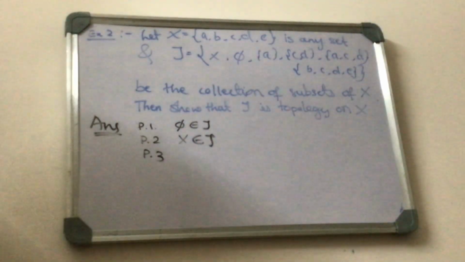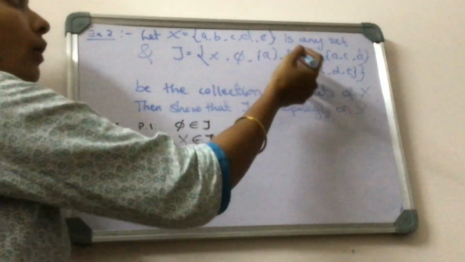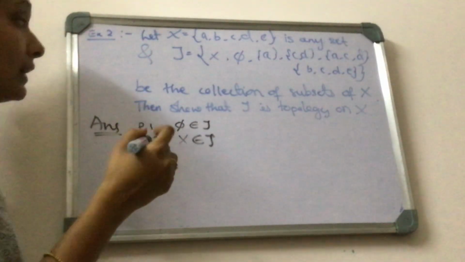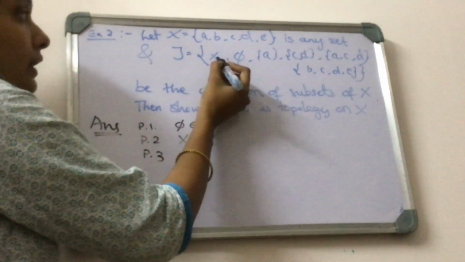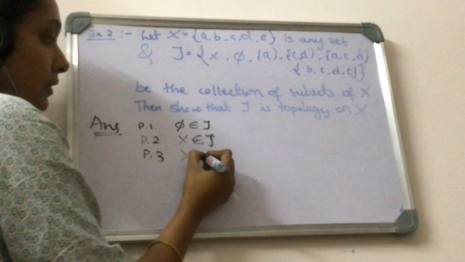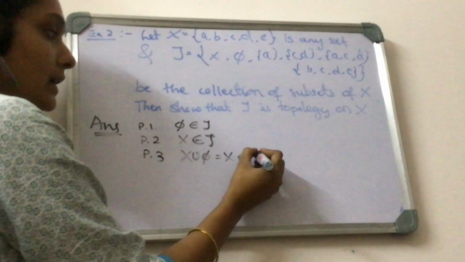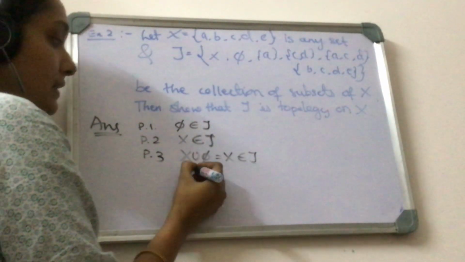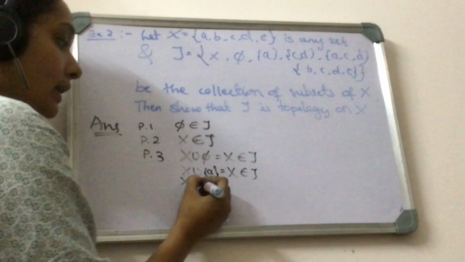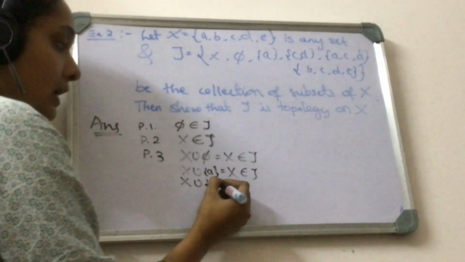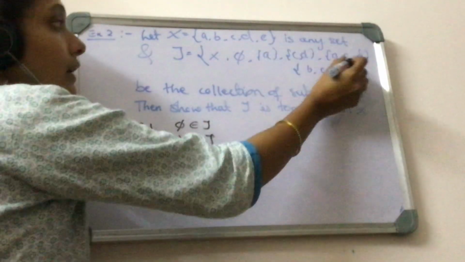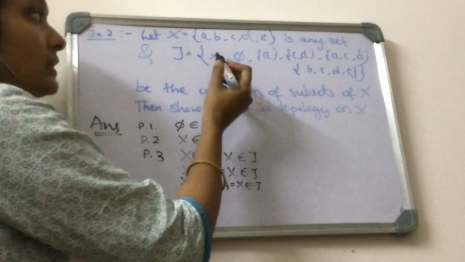P3. When we come to P3, we need to check the union of all the members of tau. So we have to keep taking unions of everything. For that I will do it orally. So here X union phi is what? X only. X is there in tau, right? Like that, X union A is X only. So X with any subset in the collection, you will get X only. No need to check. X union with every other member of tau is again X only.